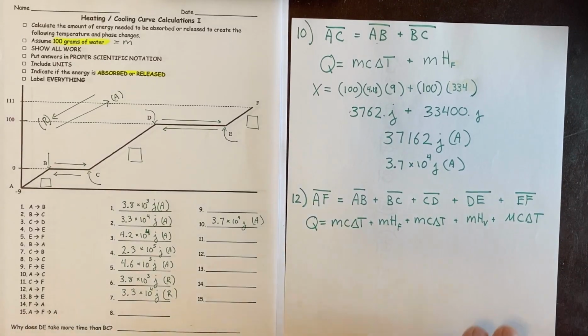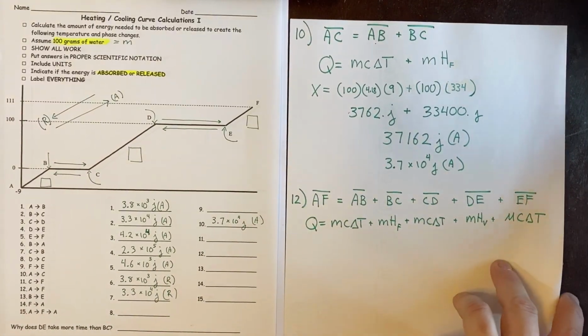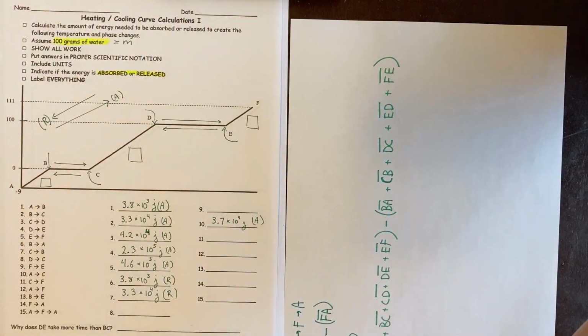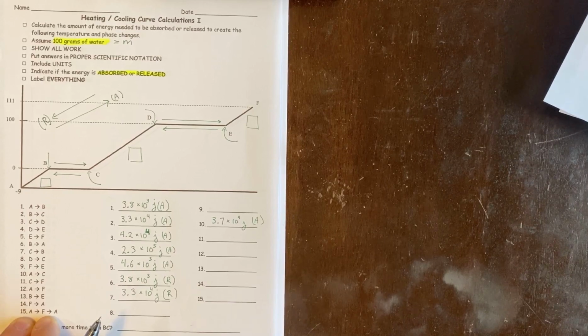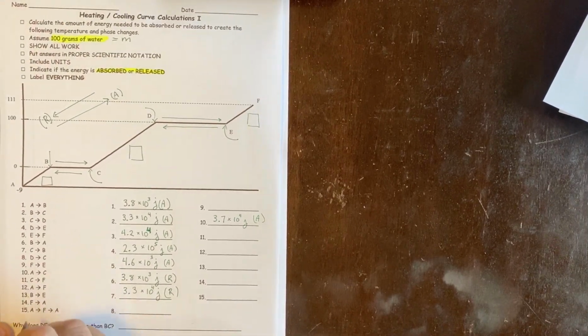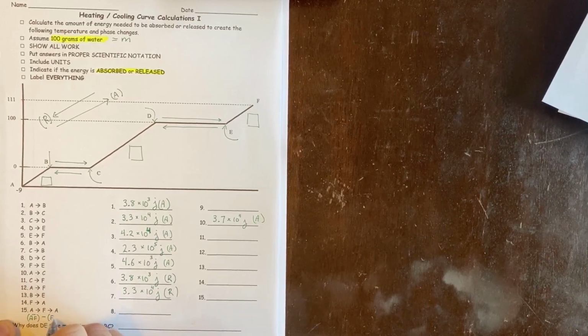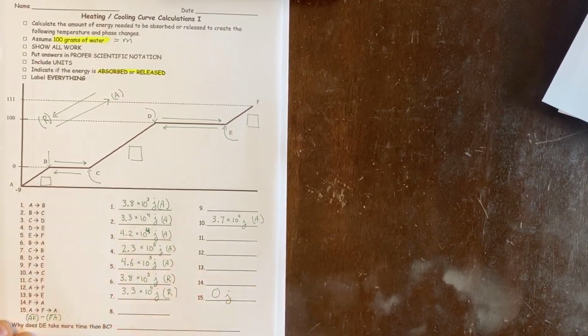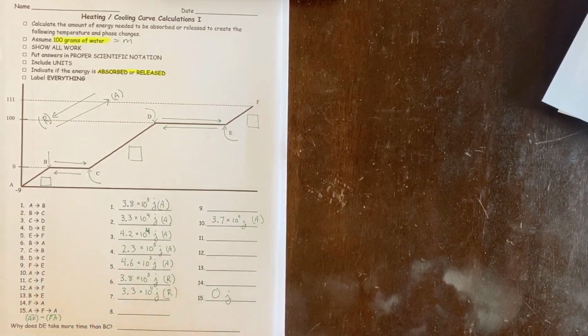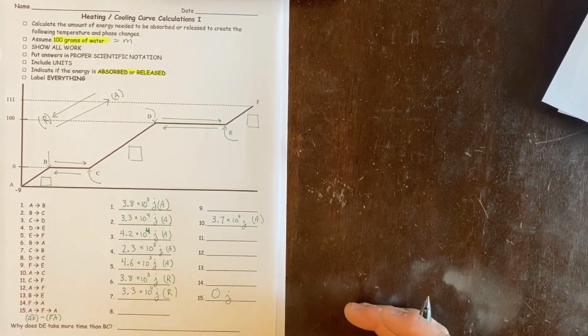The last one I'm going to do with you is going to be 15. 15 is an easy one. It's hard to see. I'll show it to you in a second. But 15 is saying A to F to A. So what it's really doing is saying if you did A to F and then subtracted F to A. So we already know the answer. The answer is 0 joules. That should be pretty easy. What you need to do is tell me why it's 0 joules, or prove that it's 0 joules.